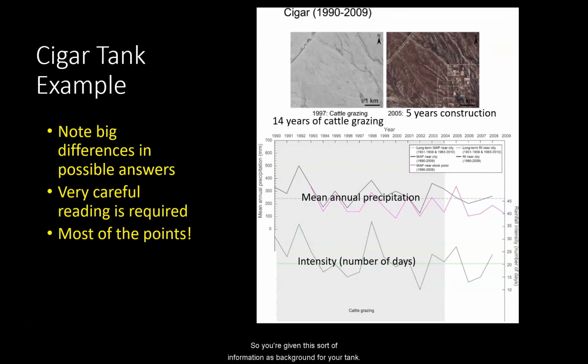You're given this sort of information as background for your tank. You're given the number of years of a particular land use, in this case 14 years of cattle grazing and 5 for construction. And you're given a view of what happened over the 20-year period in terms of mean annual precipitation and intensity, how many days had really intense rainfall.